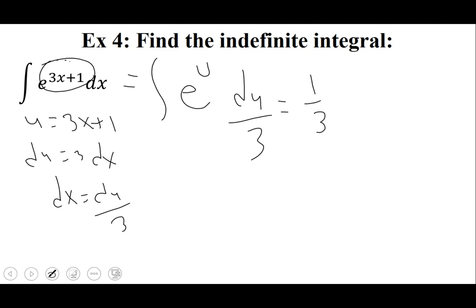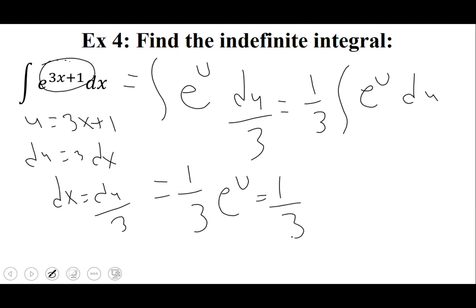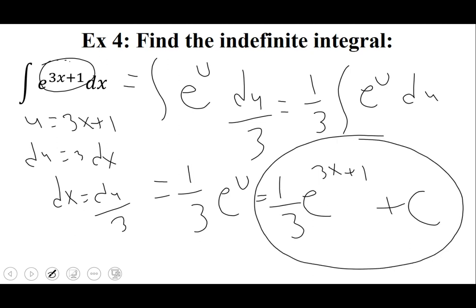That means I'm going to pull the constant out as a 1/3. And then I'm left with 1/3 times the integration of e to the u du. Time to integrate, leave the 1/3. Integration of e to the u is just e to the u. And in your final answer, replace the u with the original values of x, which is 3x plus 1. And don't forget to finish it off with a plus c.